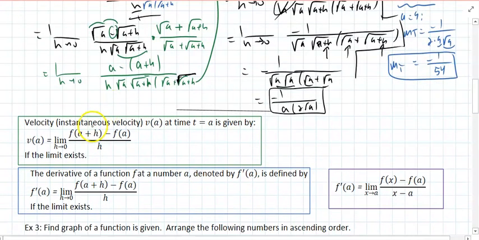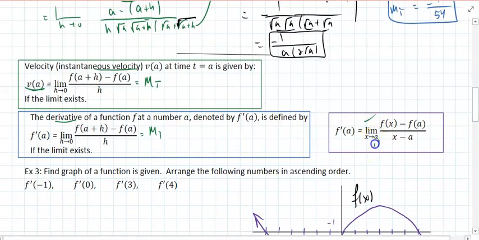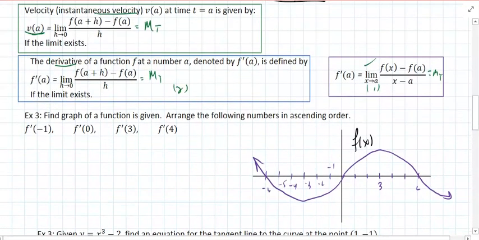Velocity, instantaneous velocity. The velocity at a is the limit as h approaches 0 of f of x plus a minus f of a over h, which is the slope of the tangent. So velocity, derivative, you could use either 1 or 2 to figure that out. And both of those mean the same thing, slope of the tangent. Now, this derivative business.